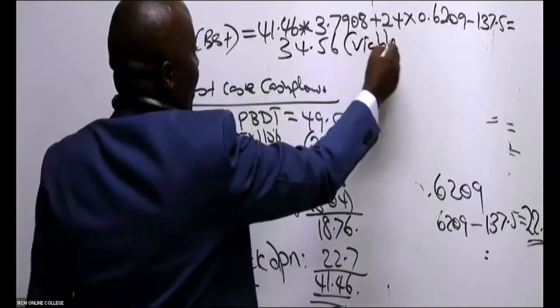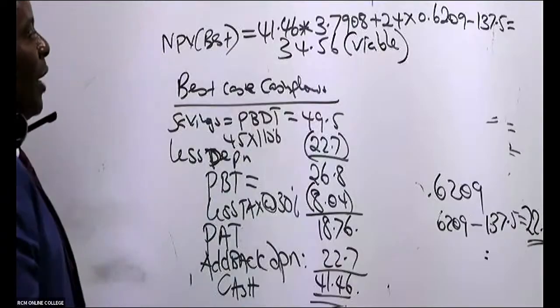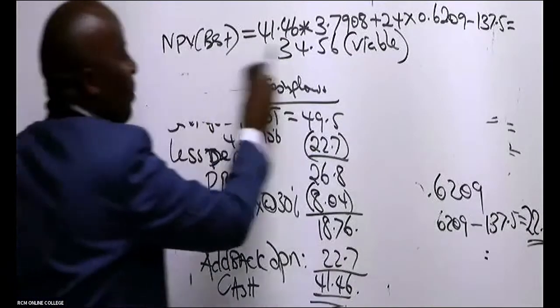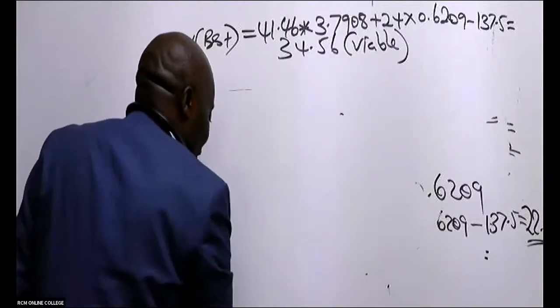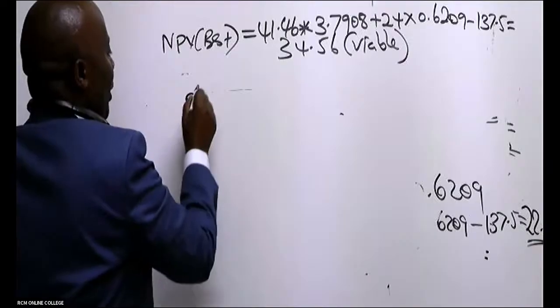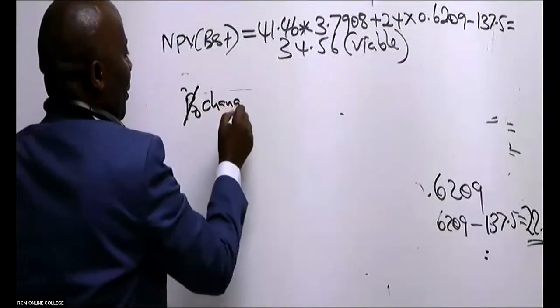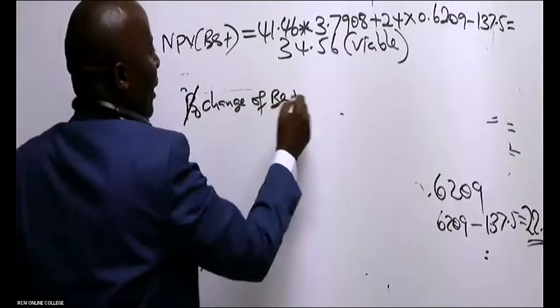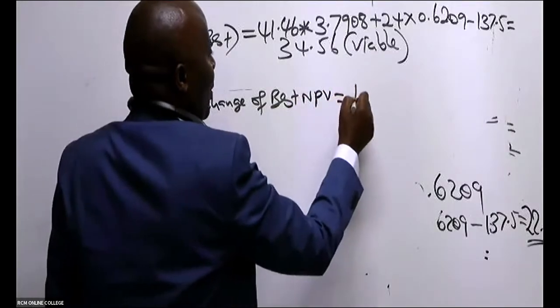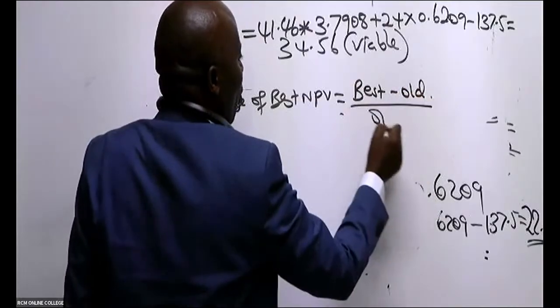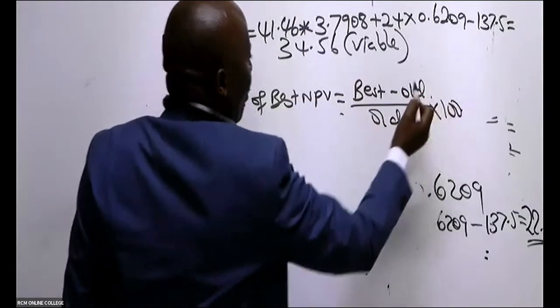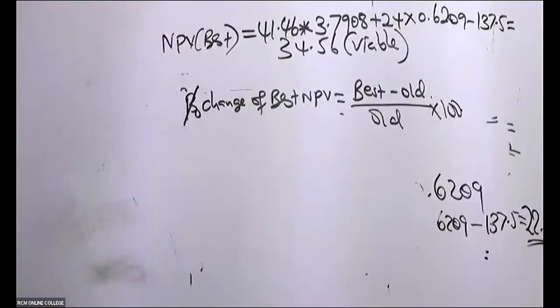So the project is what here? Viable. The project is viable. And then once you get this best case NPV, please go and give us the best or other percentage change of best NPV. So in this case here, we'll take best minus old over old times 100. Old or original, one and the same. So you take best minus old over old times 100.